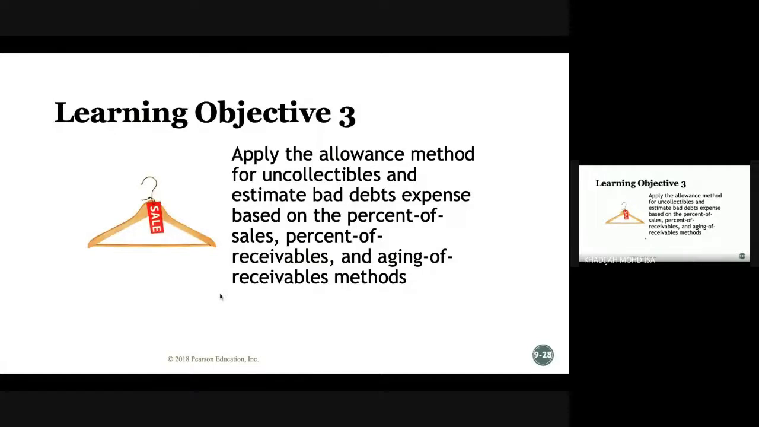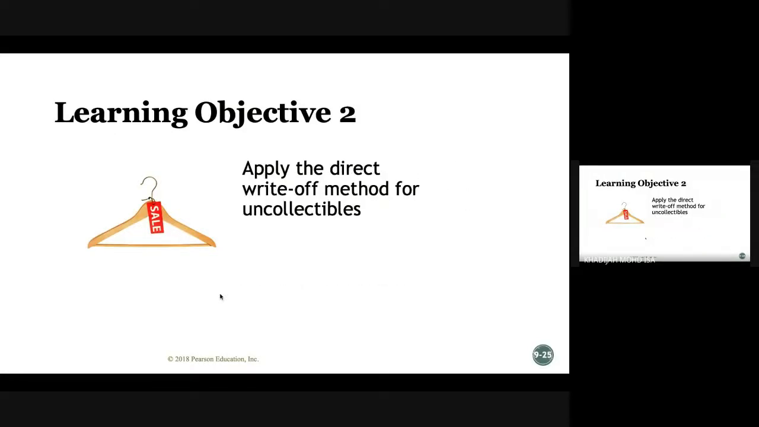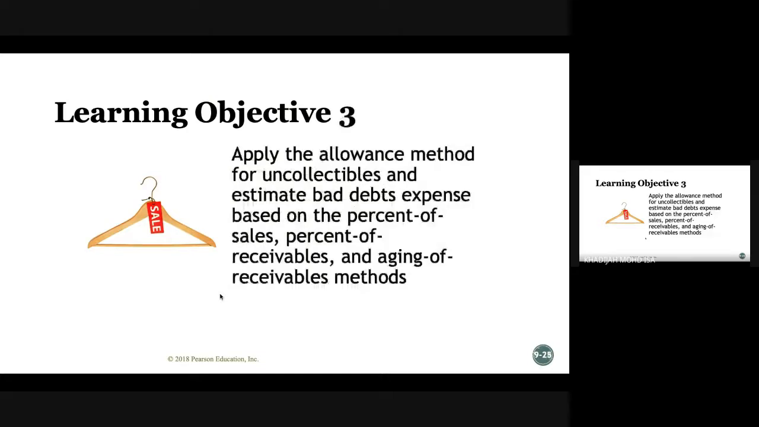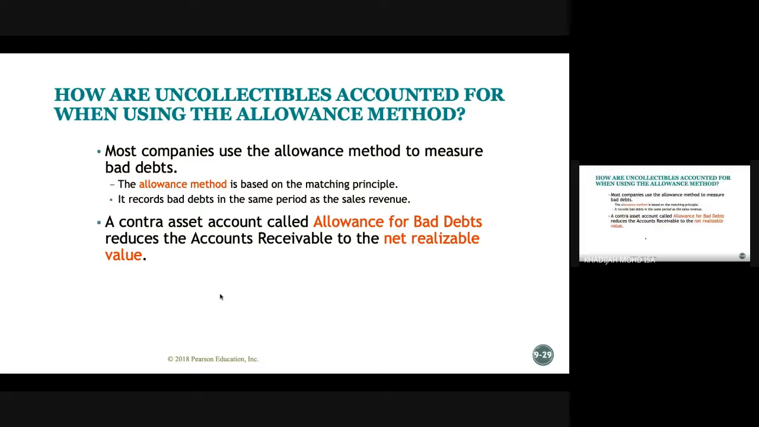Okay, now objective number 2 was to apply the write-off method. So now number 3, we want to go for what if you use the allowance method for uncollectibles and estimate bad debt expense. How are uncollectibles accounted for when using the allowance method? Most companies use the allowance method to measure bad debts. It's based on the matching principle and it records bad debts in the same period as the sales revenue. So another contra asset, called allowance for bad debts, reduces the accounts receivable to the net realizable value.